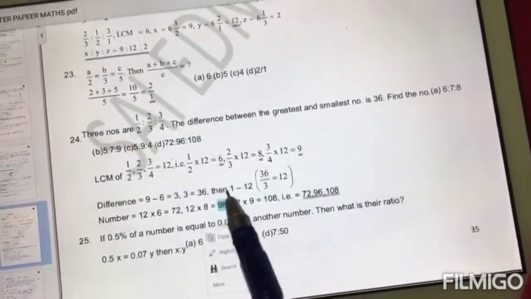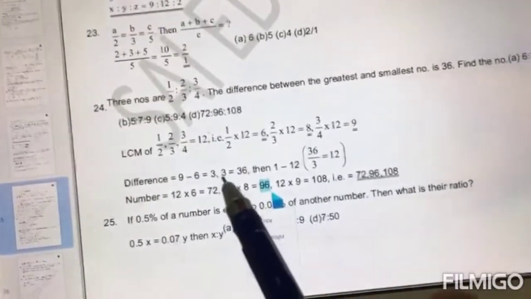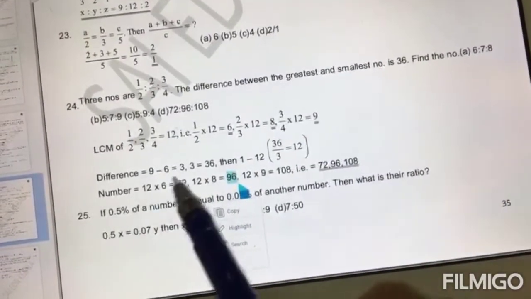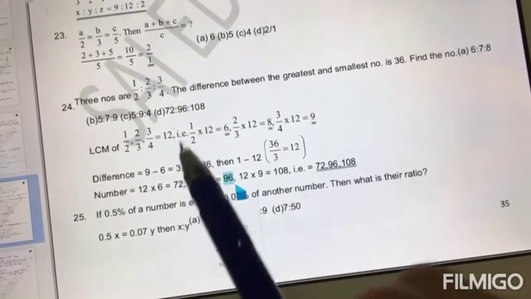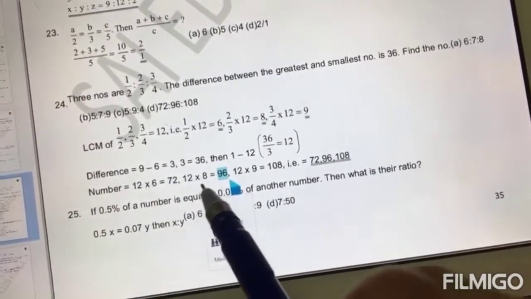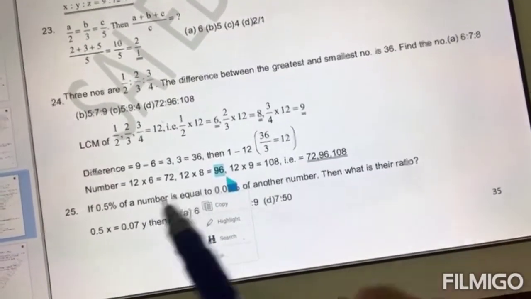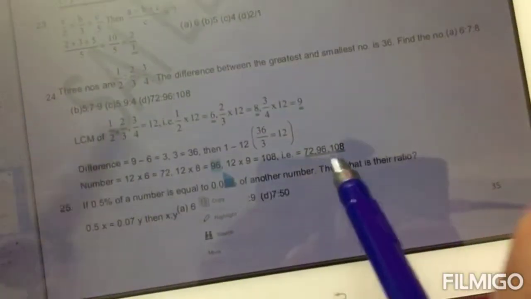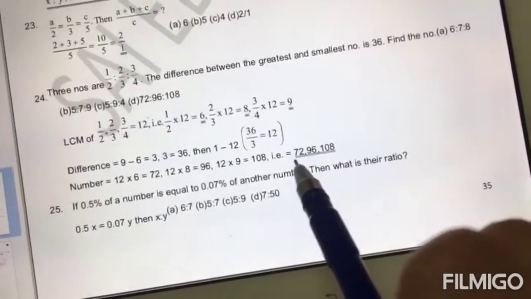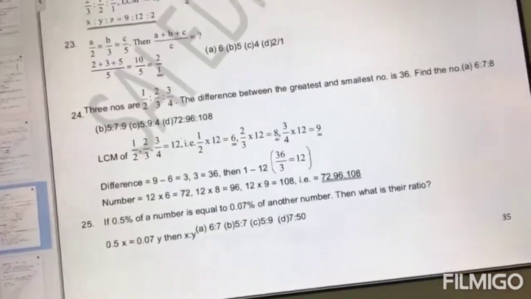Okay, then that means 36 is equal to 3 into 12. So we take this number 12 and multiply each of these ratio terms by 12. 6 into 12, which is 72, 8 into 12, which is 96, and 9 into 12, which is 108. So we get the numbers as 72, 96 and 108. Now the greatest number here is 108 minus the smallest number 72, which is how much? It is 36. So this is correct.